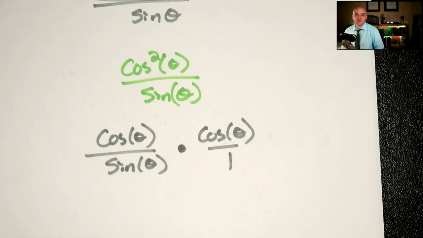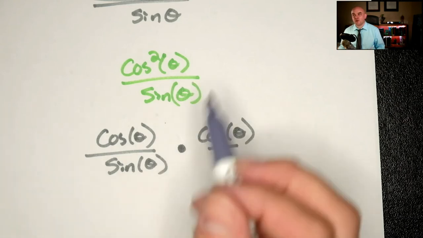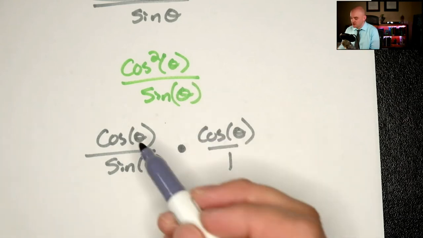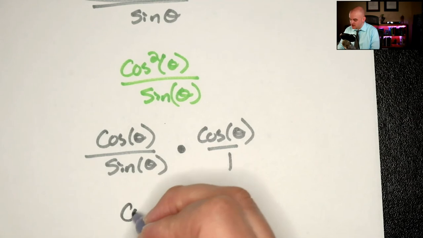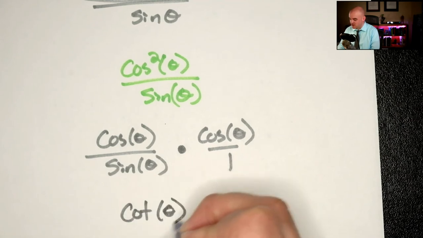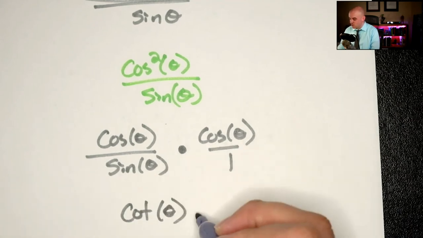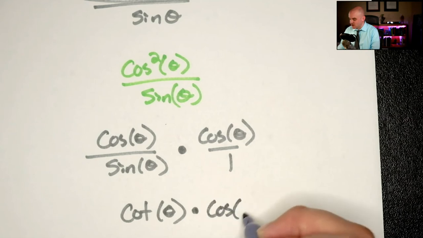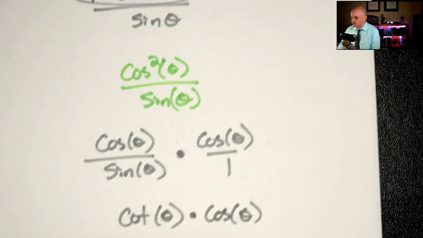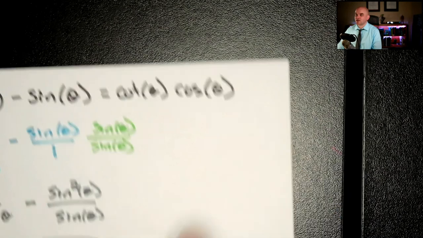How did I know how to do that? From experience. And as you practice, you will get better and better at recognizing what you can do with these. Cosine over sine is the same thing as the cotangent of theta, and then cosine over 1 is the same thing as cosine. And guess what? That is the same thing as the right-hand side there.